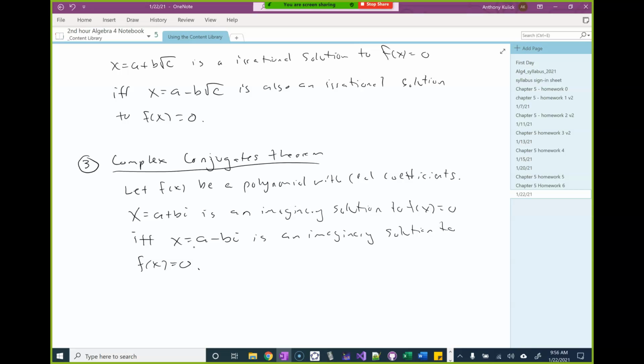Okay. So those are the 3 new pieces. So let's do some examples now.